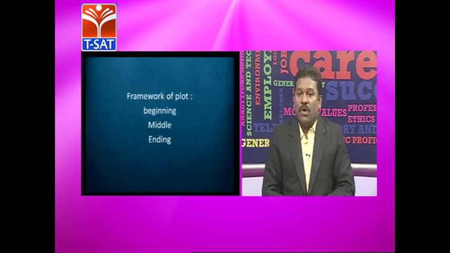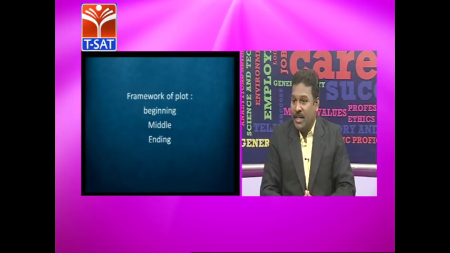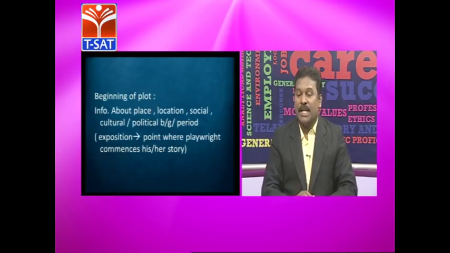Then what is that framework of plot? ప్లాట్ ఫ్రేమ్వర్క్ ఎట్లా ఉంటుంది? There are 3 major parts: beginning of the plot, middle of the plot and ending of the plot. Generally every autobiography or biography also has the same formula: beginning, middle and ending. Or every story of a successful person has again 3 frameworks. అట్లా కూడా తీసుకోవచ్చు. Then what do you mean by this beginning of plot?